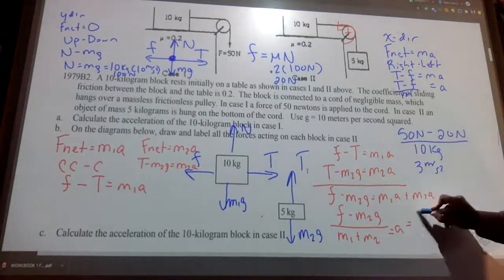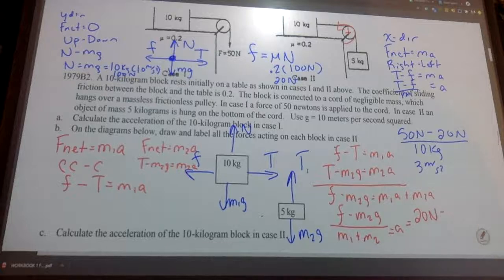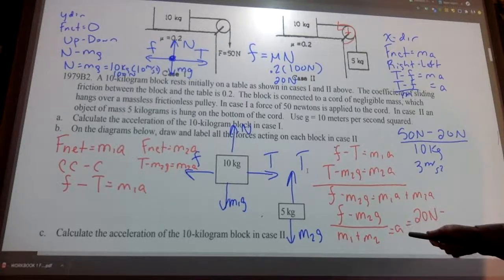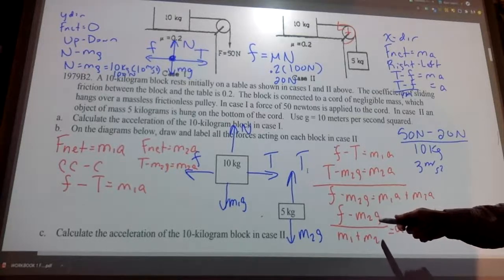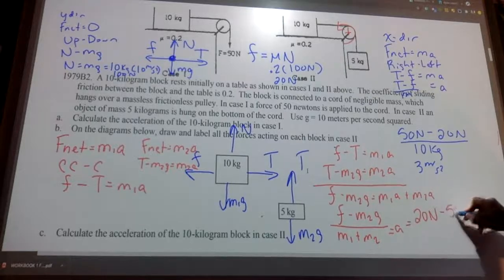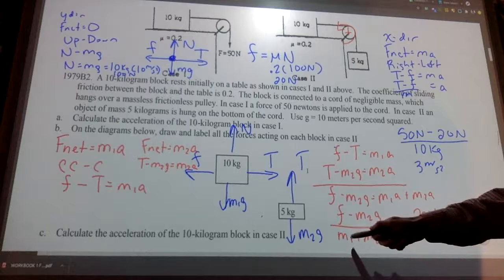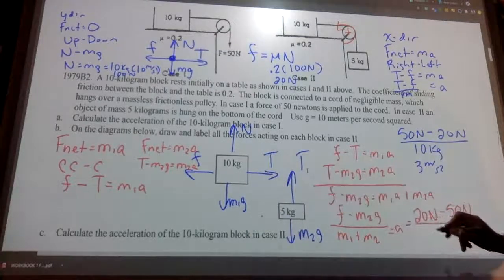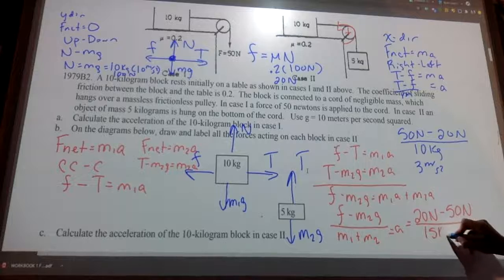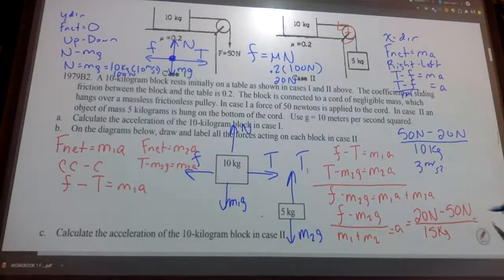So again, this is going to be 20, because we solved for the friction previously. The mass of M2G is going to be 50. And then M1 is 10, and M2 is 5, so that's going to be 15 kilograms. So this ends up being negative 2 meters per second squared. This just tells me that I have a clockwise turning of my pulley.